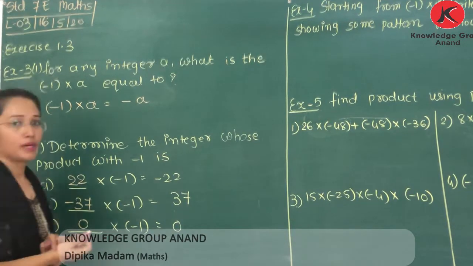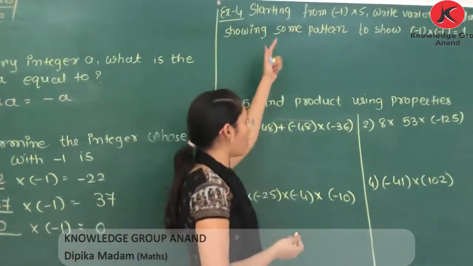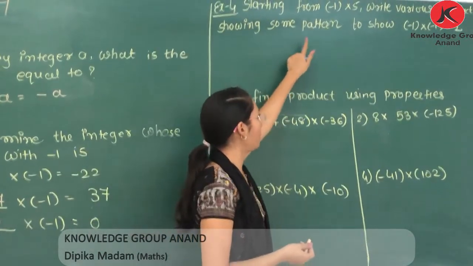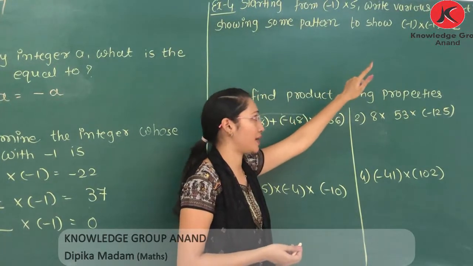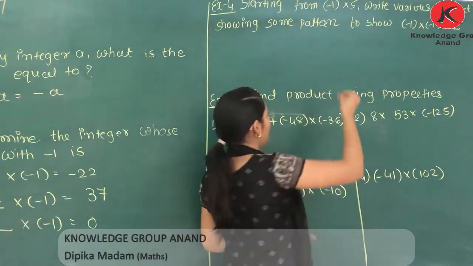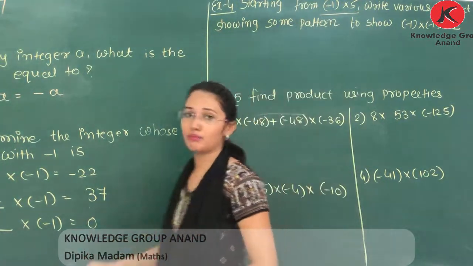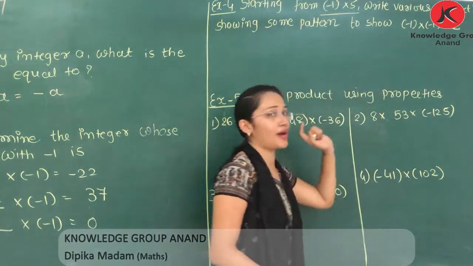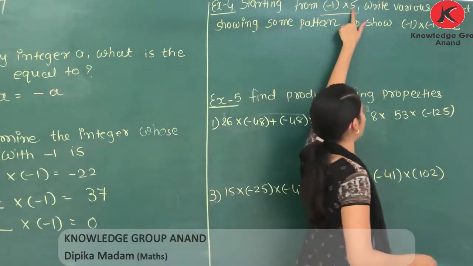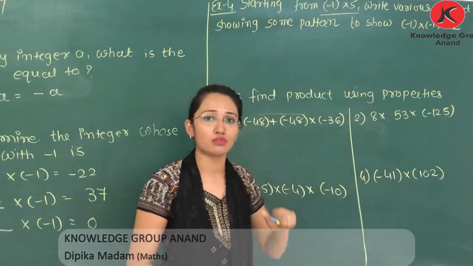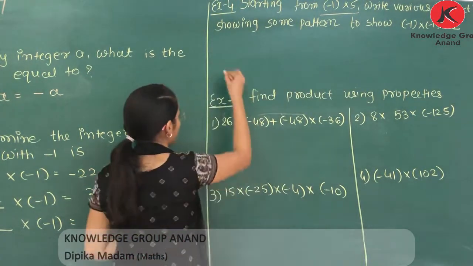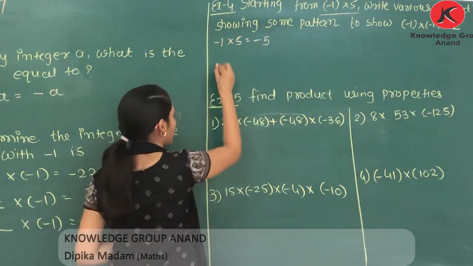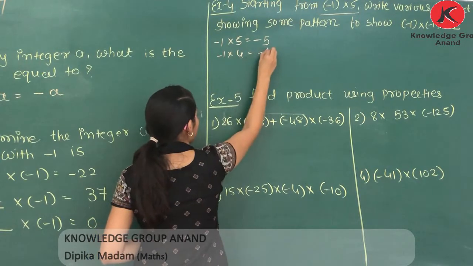Okay, example 4. Starting from -1 multiplied by 5, write the various products showing some pattern to show -1 multiplied by -1 is equal to 1. Means you need to start from -1 multiplied by 5 and show the pattern up to -1 multiplied by -1. It means you need to decrease this number. Decreasing 5, up to where do we have to go? Up to -1. So we can write -1 multiplied by 5 is -5, -1 into 4, that is -4.